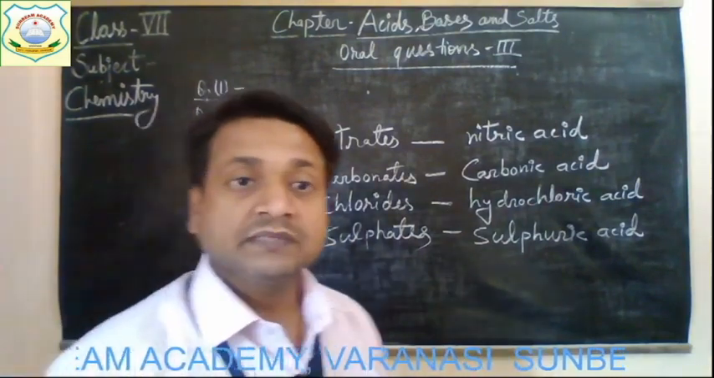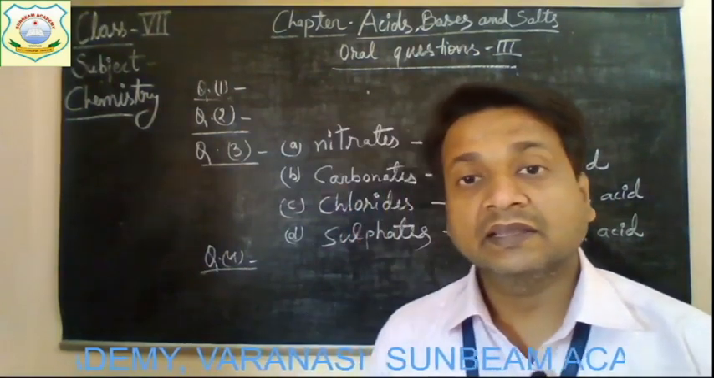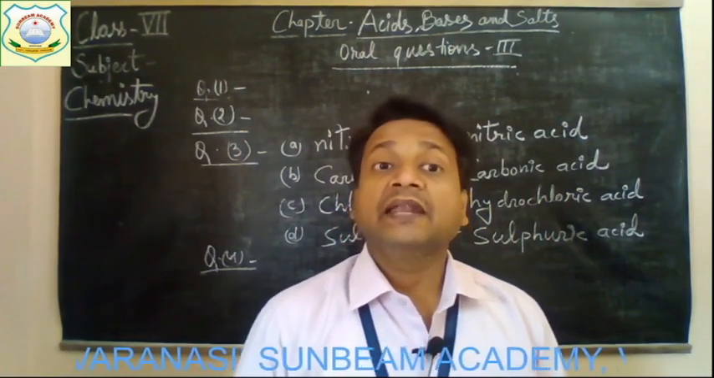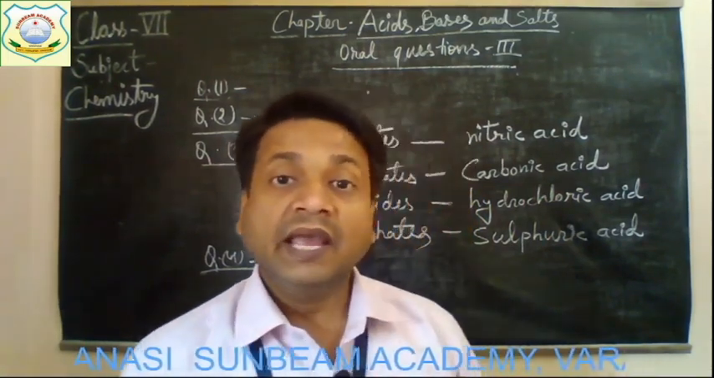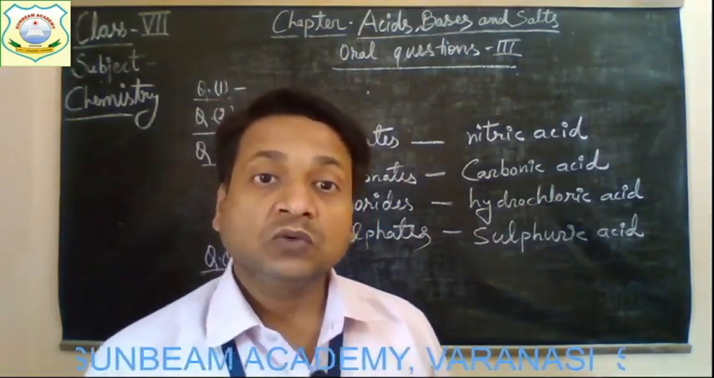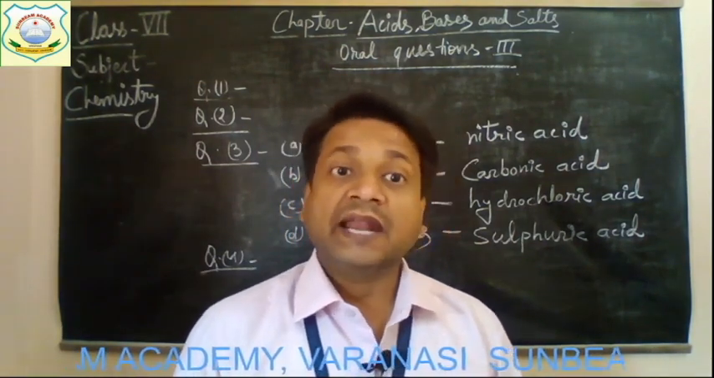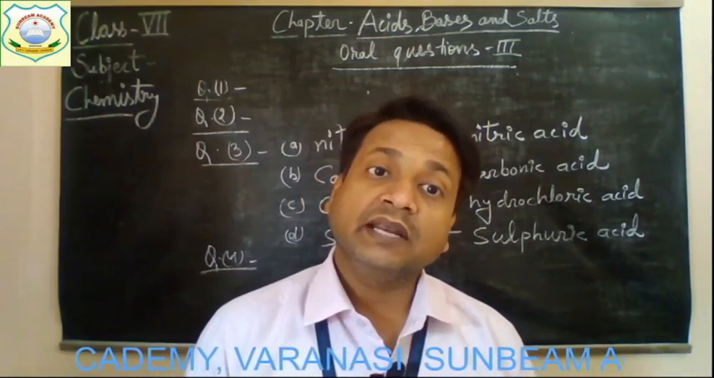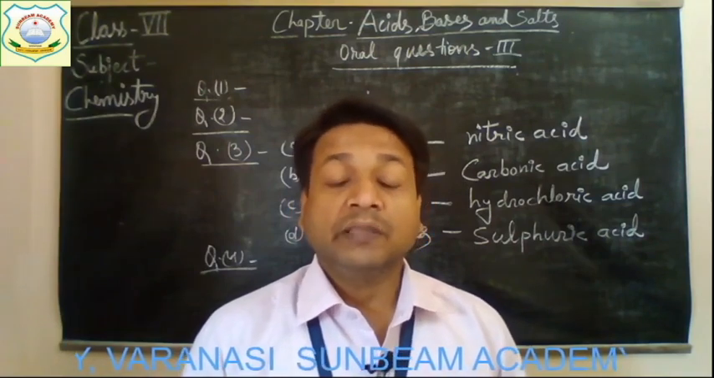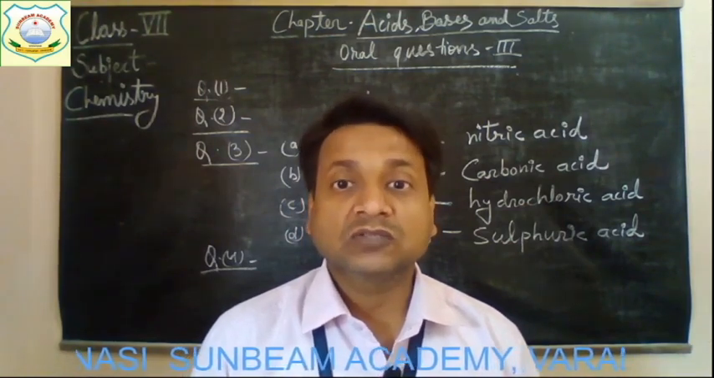And the question is, is the baking soda used in baking bread and cake an acid, a base, or a salt? Get it? And what is its chemical name and formula? So children, you have to tell that baking soda is what? It is an acid or a base or a salt. And after that, you have to write its chemical name and formula. Get it? So the baking soda which is used in bread and cakes is a salt.